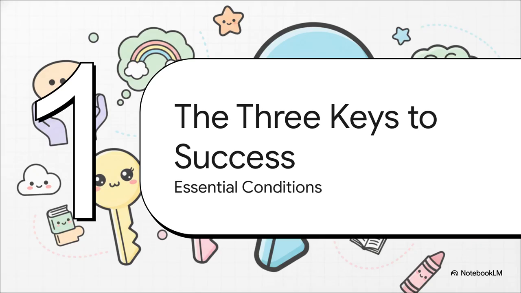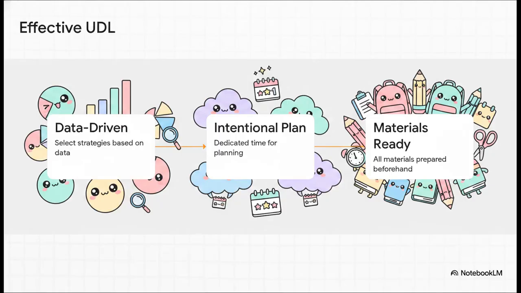They basically uncovered 3 essential keys to making it all happen. And here they are, the 3 big ones, the absolute non-negotiables. It all boils down to this: data-driven decisions, intentional planning time, and having your materials in place. So simple, right? Let's break down what each of those really means.